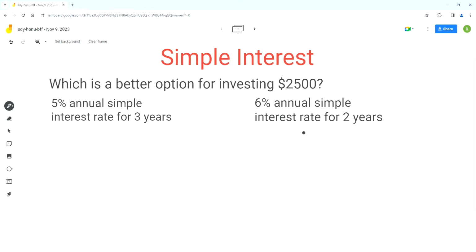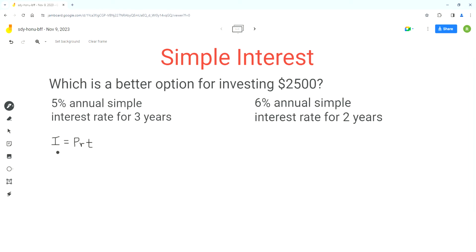The first step is to understand how we know which investment choice is a better option. The option in which we earn more interest amount is the better investment option. That's the criteria we'll use. Since this is simple interest, there is a formula for calculating the interest amount, and I'll write it on the board. The formula is I equals P times R times T. We have to calculate the interest amount for both options, and whichever gives a higher interest amount is the better option.